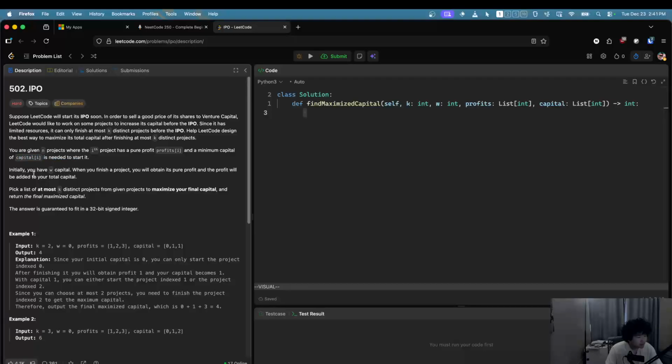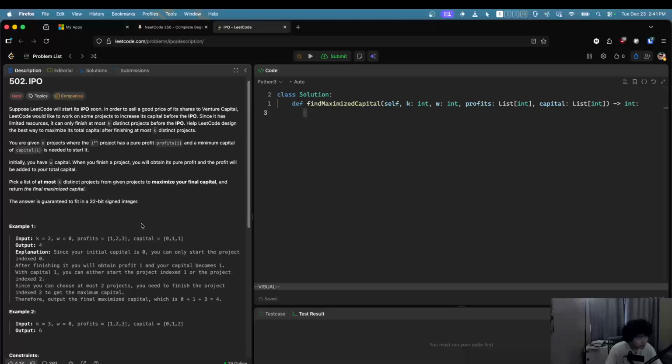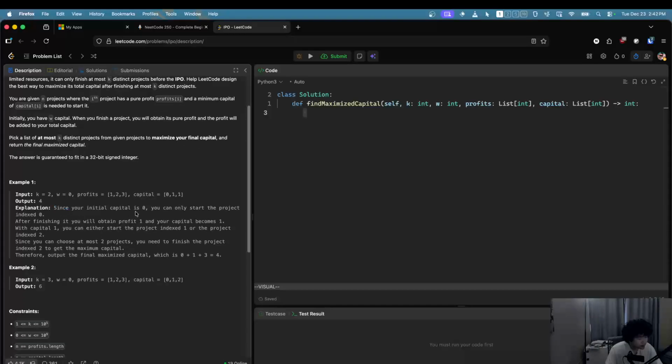Initially, you have W capital. When you finish a project, you will obtain pure profit, and the profit will be added to your total capital. Pick a list of at most K distinct projects from the given projects to maximize your final capital and return the maximum. Since your initial capital is 0, you can only take the project that starts at 0. So this one.